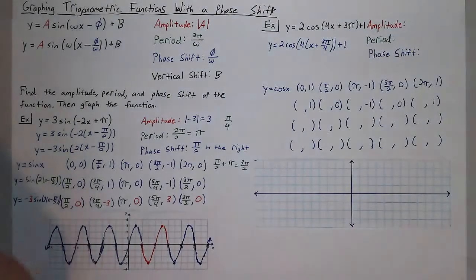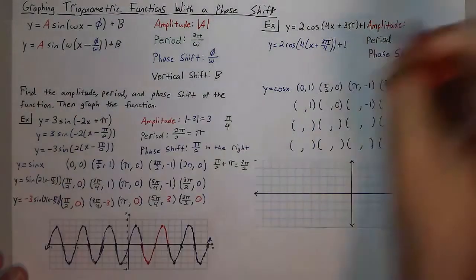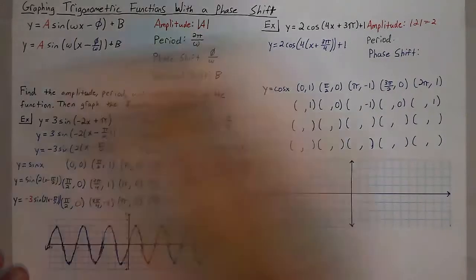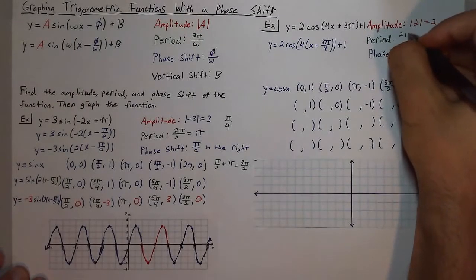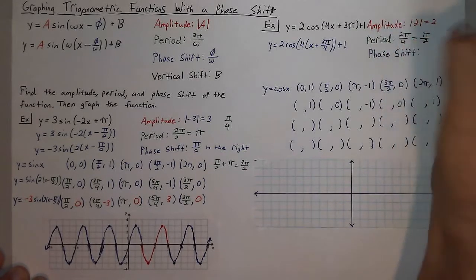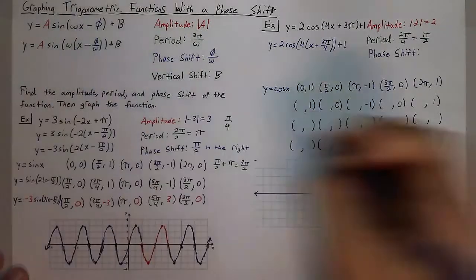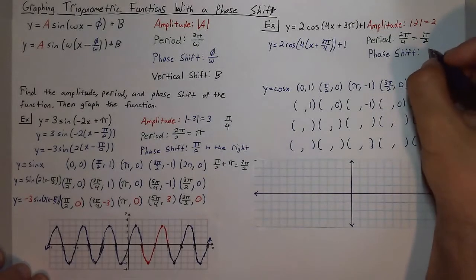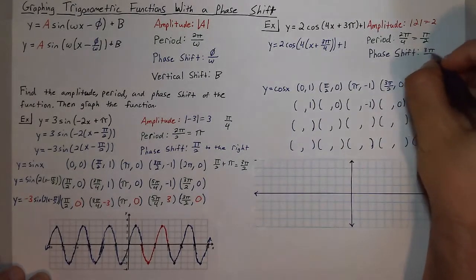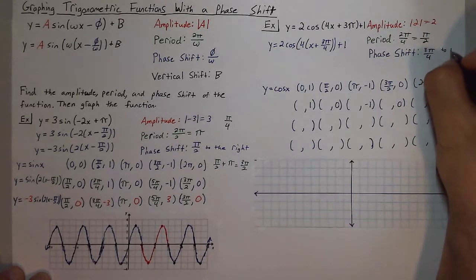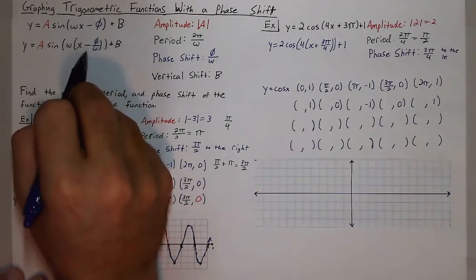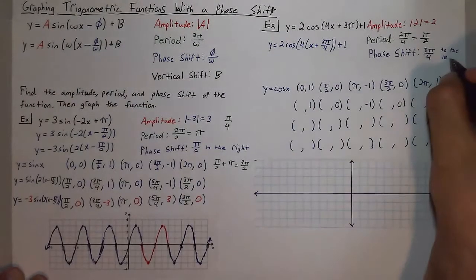So now I can see my amplitude is going to be 2. My period, 2 pi divided by omega, which is 4, so pi over 2. And my phase shift is going to be 3 pi over 4, but this time I'm going to the left since I'm adding. Because again, that'll be like minus -3 pi over 4. So I'll be shifting to the left.